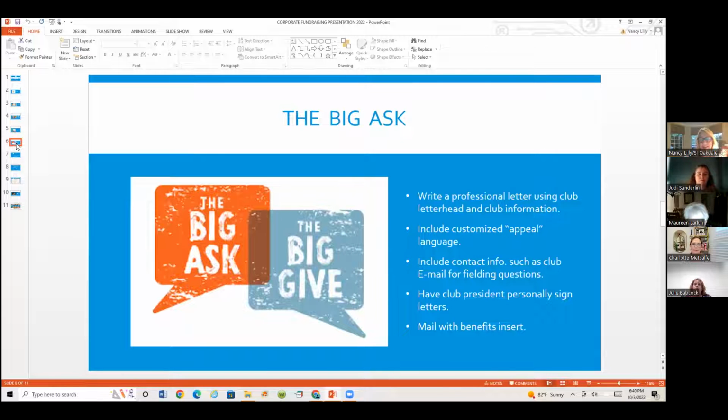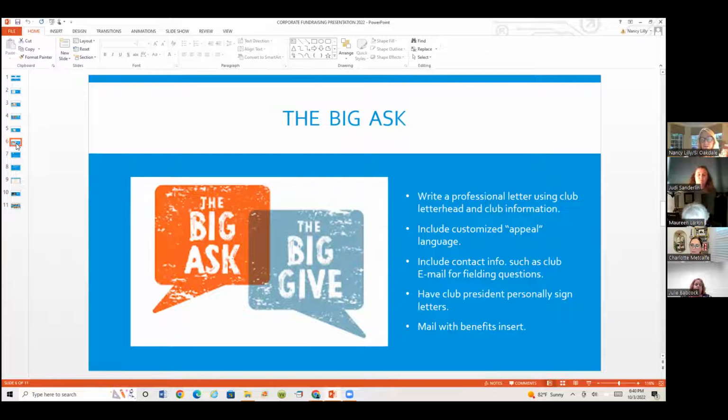The big ask. So the committee spent careful time and attention on formulating the letter that we copied onto club letterhead. We actually did a mail merge, and so that made it easy to get that done. We included the Soroptimist mission statement and our club's nonprofit tax ID number at the bottom of the letter.